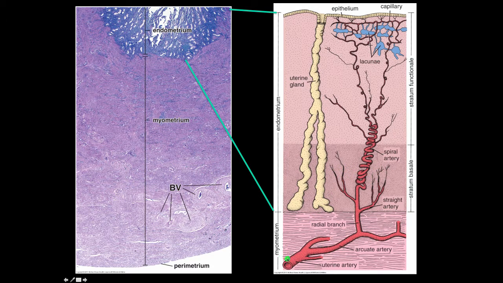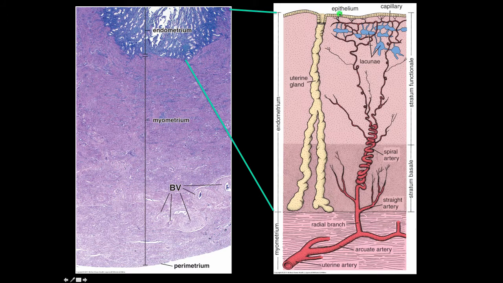You can appreciate the flow of blood coming in from the myometrium. You have these uterine arteries that branch into arcuate arteries, and then a radial branch which forms these straight arteries that are supplying the stratum basale. But from these arteries you also get spiral arteries that come up into the functional layer. Here, these arteries break down into large, we call them lacunae. They're just large spaces or sinuses that are very rich in blood.